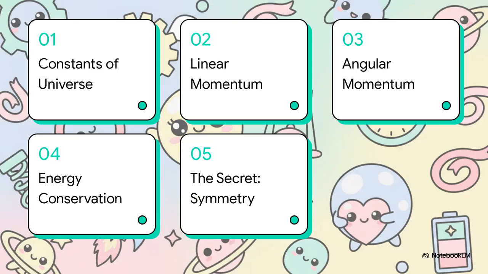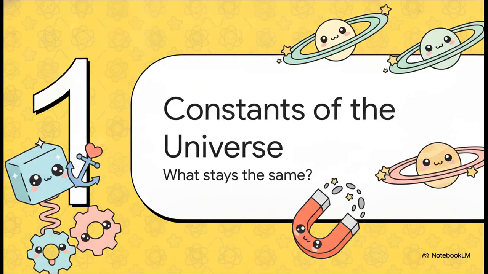Here is our roadmap for today. We'll start with constants of the universe, then move into conserving linear momentum and conserving angular momentum. After that, we'll tackle the conservation of energy, and finally, we'll wrap up with the secret ingredient, symmetry. Constants of the universe: finding what stays the same.